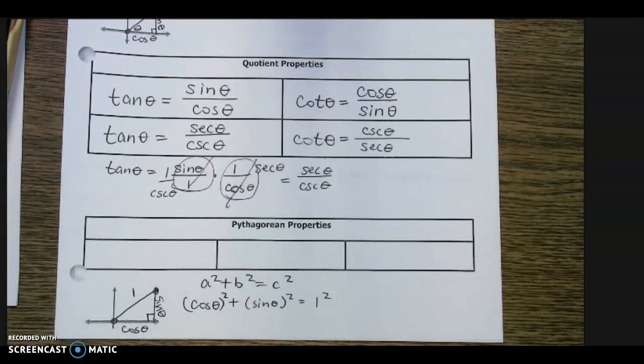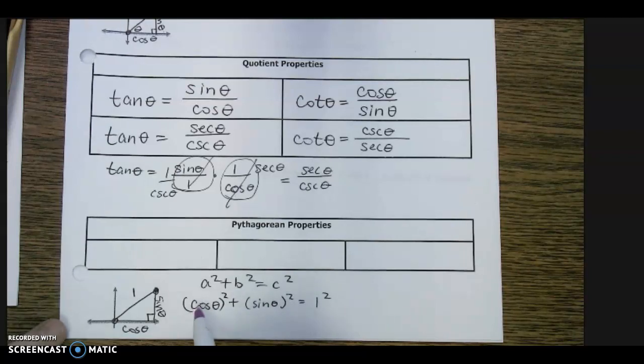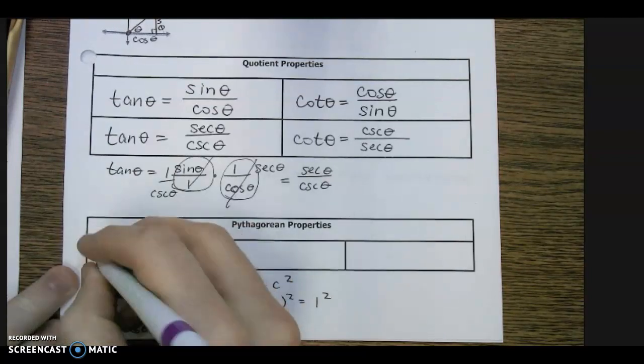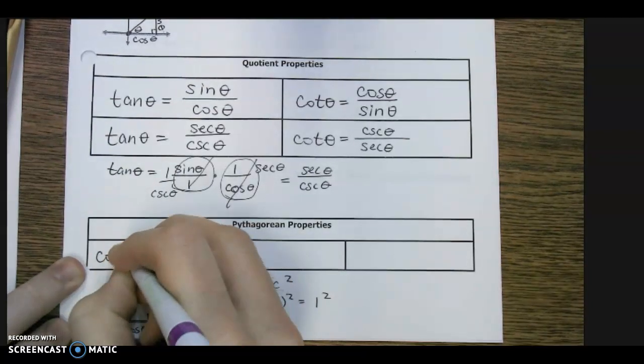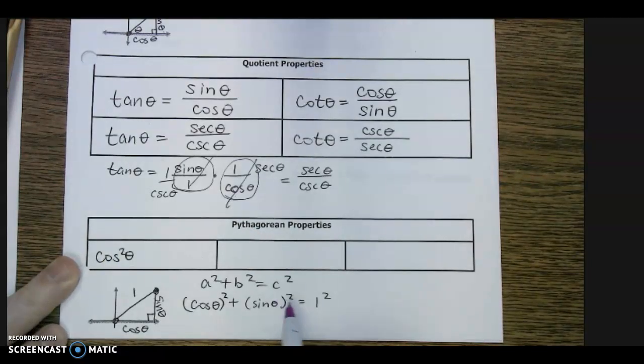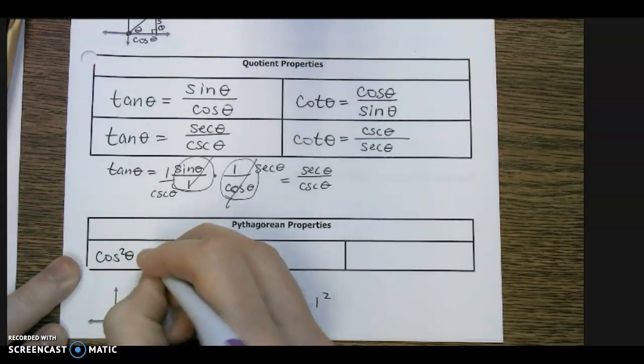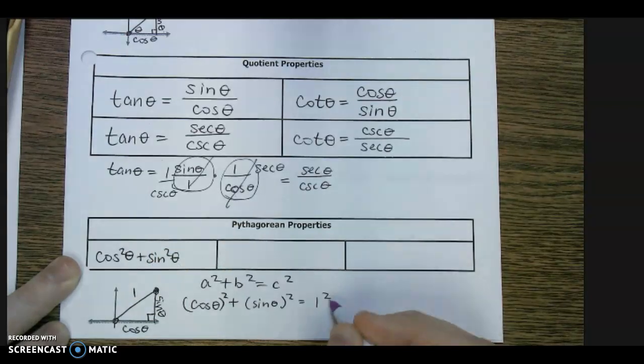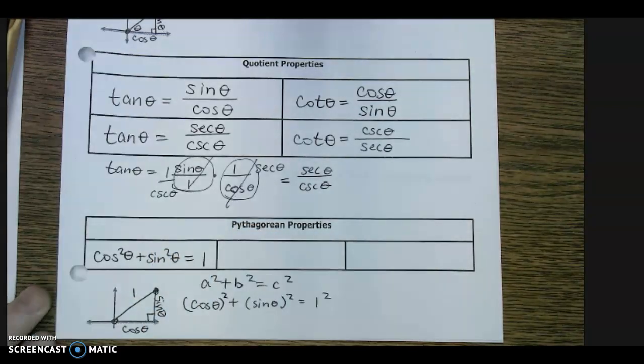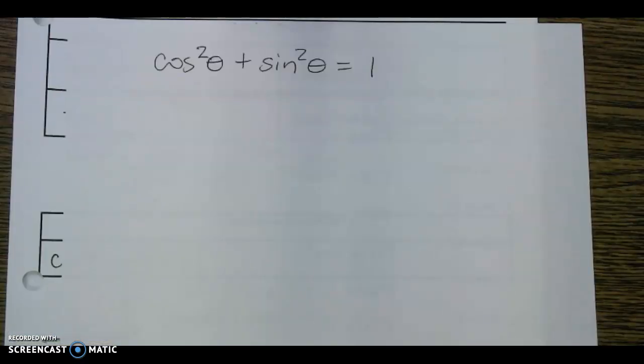So if I fill out the Pythagorean theorem, I get this, which we can write as our first property. I'm just going to simplify the way it looks. So instead of cosine all squared, we can write that as cosine squared. Instead of sine all squared, we can write that as sine squared. And instead of 1 squared, you can just put 1. Now we're going to take that and change it into 2 new properties. We're going to create our next equation using this one.